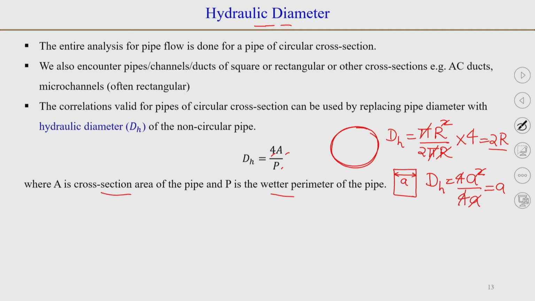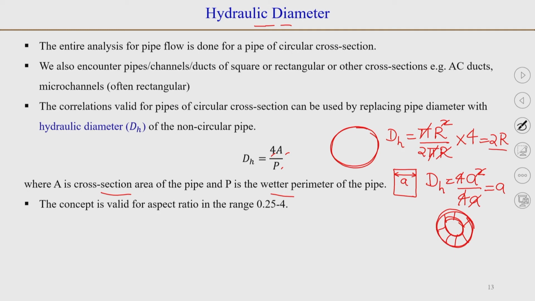If you have a coannular system, then your cross sectional area will be this area, whereas the wetted perimeter will be the perimeter of the inside pipe plus the perimeter of the outside pipe.